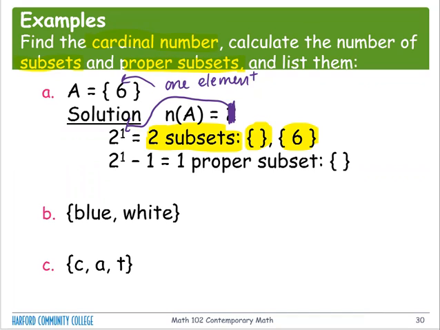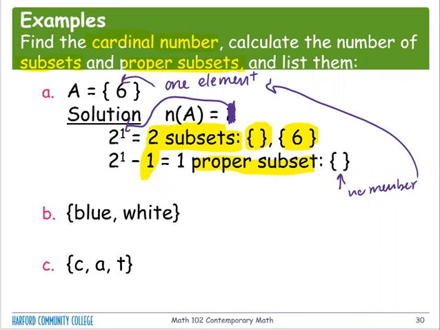Once we get the subset, we can determine the number of the proper subsets by taking away 1 from the total subsets. 2 to the first minus 1 equals 1. And when you make a list, it's going to be just the set of no member, or the empty set, because the empty set has no member and is the only set that's smaller than the original set, as the set A contains only 1 member.